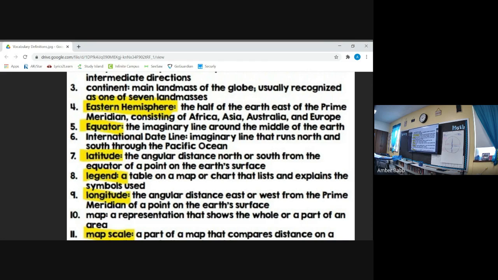Would you say like 50 latitude and like 20 longitude? Well, we're actually going to talk about that. Not today.